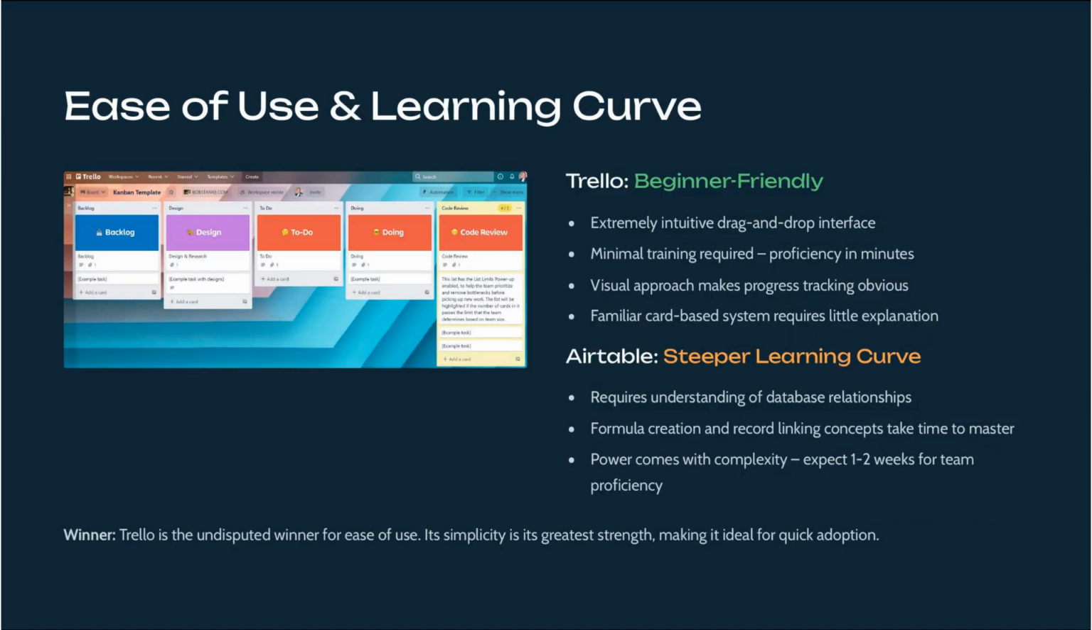Time to productivity varies dramatically between these platforms. Trello's drag-and-drop interface requires virtually no training. Your team can be productive in minutes. It's intuitive enough that explaining it feels unnecessary. Airtable requires understanding database relationships, formulas, and record linking. Expect 1 to 2 weeks for team proficiency. Users find Airtable's project planning tools comprehensive and customizable, while Trello is valued for its simplicity and visual organization.